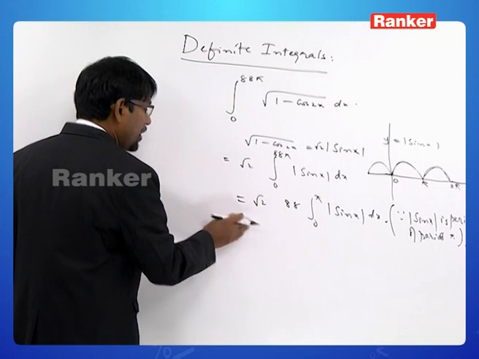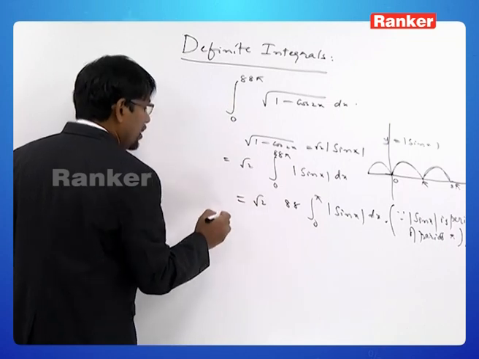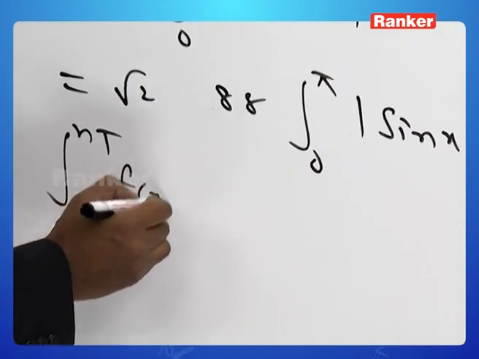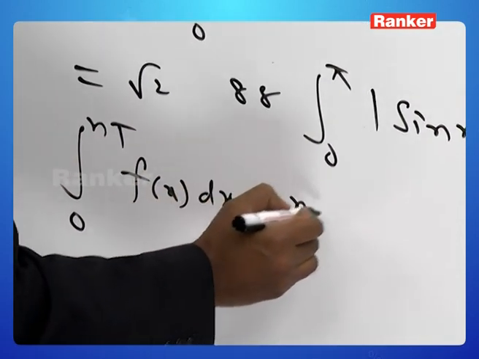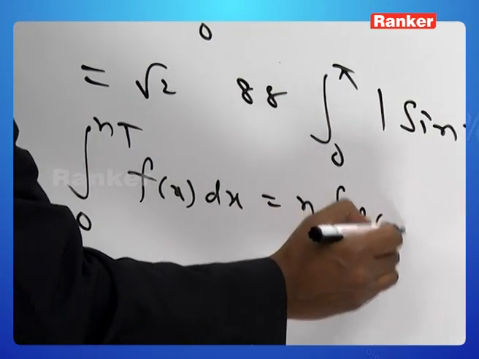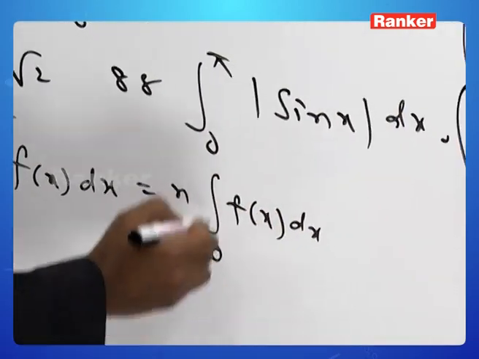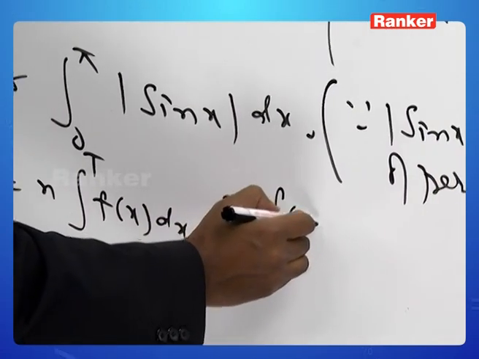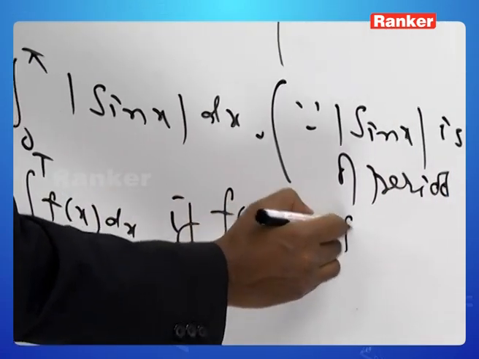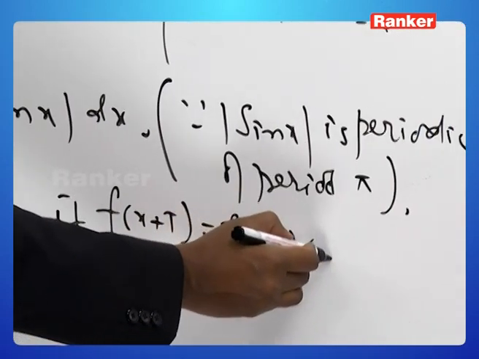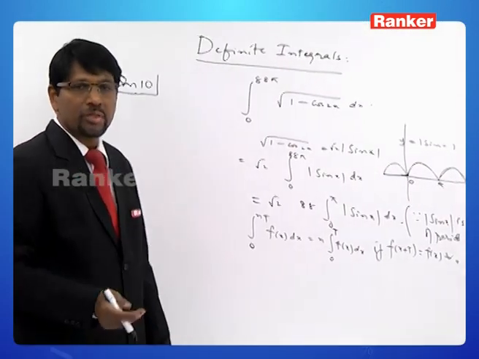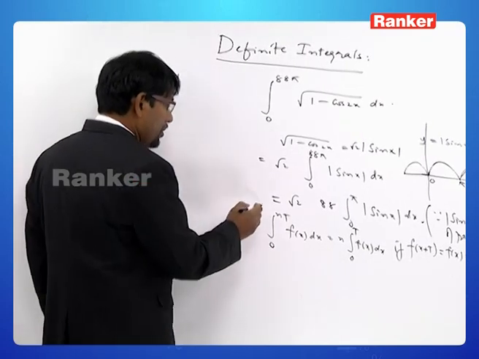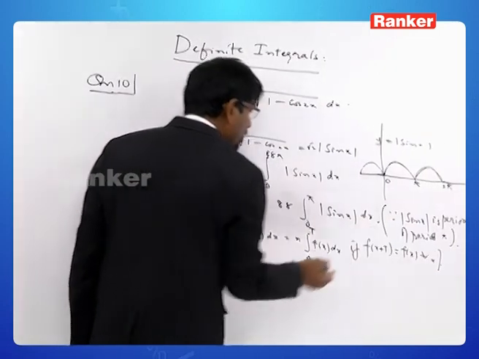In fact, that property is this. It turns out to be integral 0 to nT of f of x dx is n times the integral from 0 to T of f of x dx. F is periodic if f of x plus T is equal to f of x for all x. That is, f is periodic function of period capital T. Then we have this formula. It's a property and we are using this.